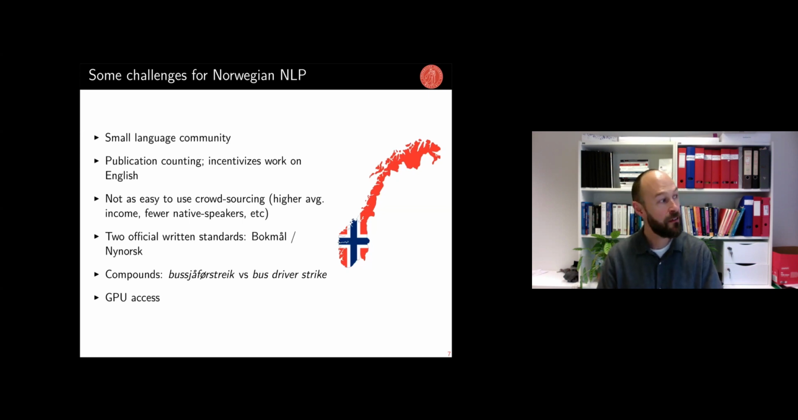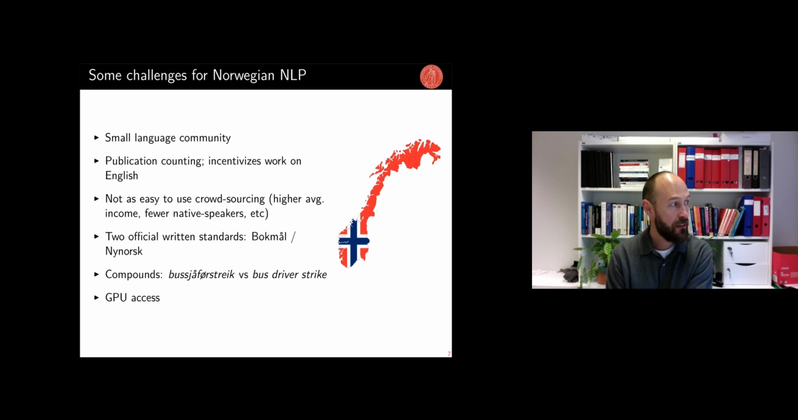Another implicit factor for why we traditionally haven't had so many resources available for Norwegian is actually related to publication counting, because as researchers, we're evaluated in terms of the number of publications that we get out, and also the ranking of the publication venues that we publish in.